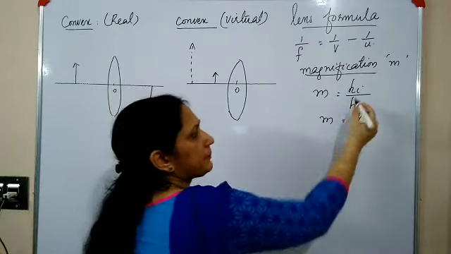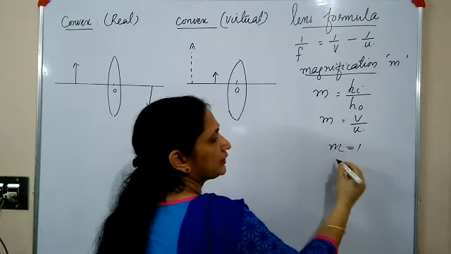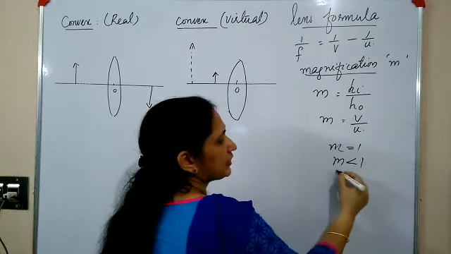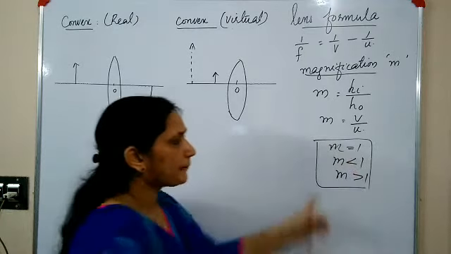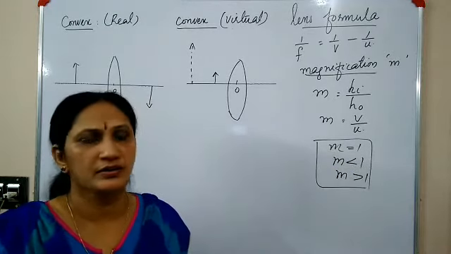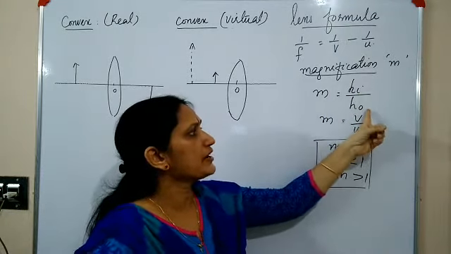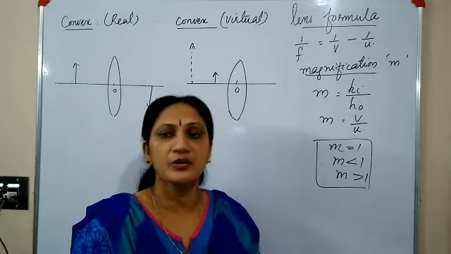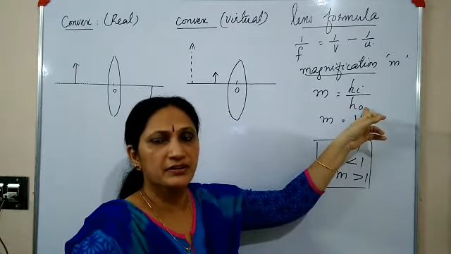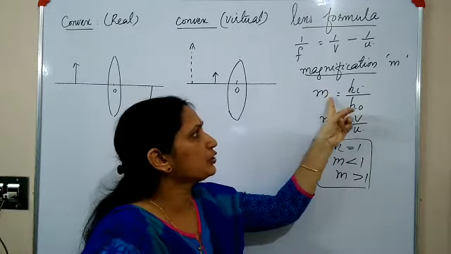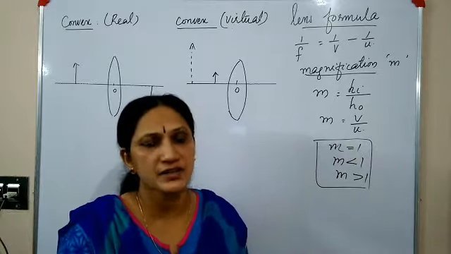Here this magnification can be equal to 1, it can be less than 1, it can be greater than 1. What is the meaning of magnification equal to 1? Magnification is 1 means height of image and height of object are equal. Hi upon ho, that is magnification. If m is equal to 1, the size of the object and size of the image are the same.